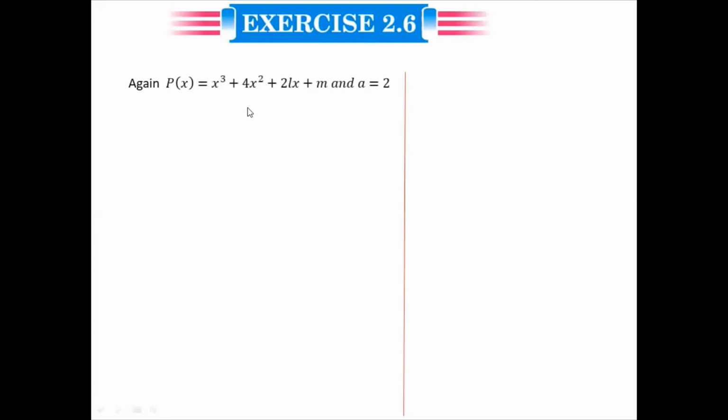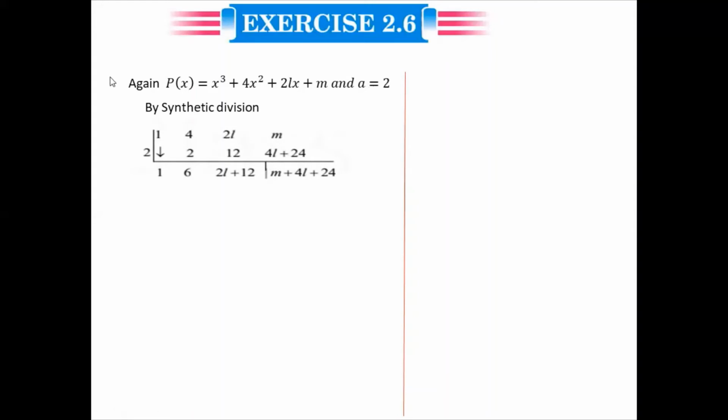Again, P of x is equal to x cube plus 4x square plus 2lx plus m, and this time a is equal to 2. So this is also a zero of this polynomial. By synthetic division, again first we write the coefficients in a row. So coefficient of x cube is 1, coefficient of x square is 4, coefficient of x is 2l, and the constant term is m, and a is 2, which is on the left.